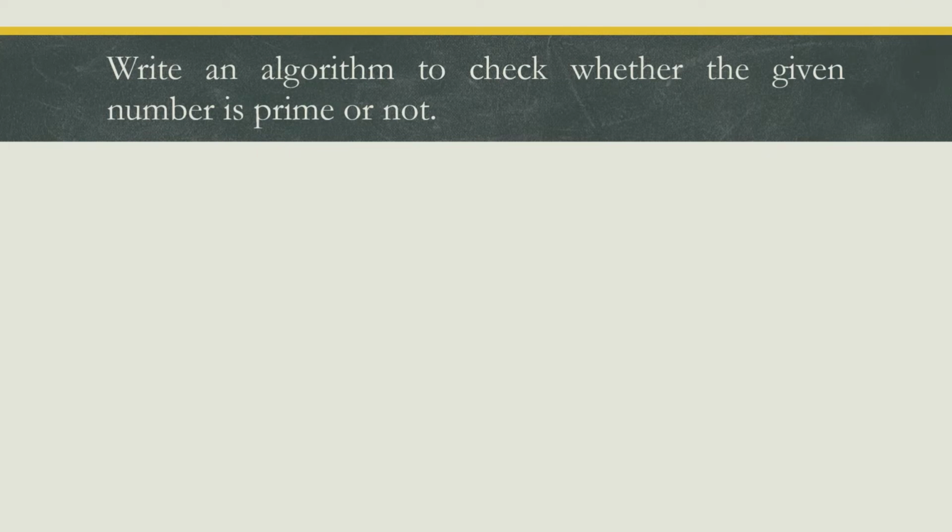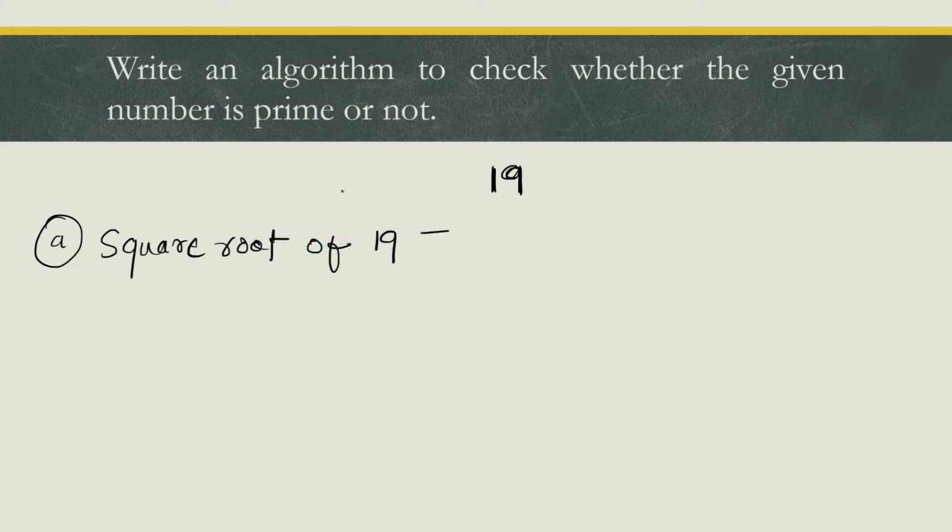So let me explain some methods. By using this method, you will be able to decide whether the given number is prime or not. Let's say the number 19. We have to check by using mathematical methods whether 19 is a prime number or not. The very first step is to find the square root of 19. So what is the square root of 19? It is 4 point something, right?